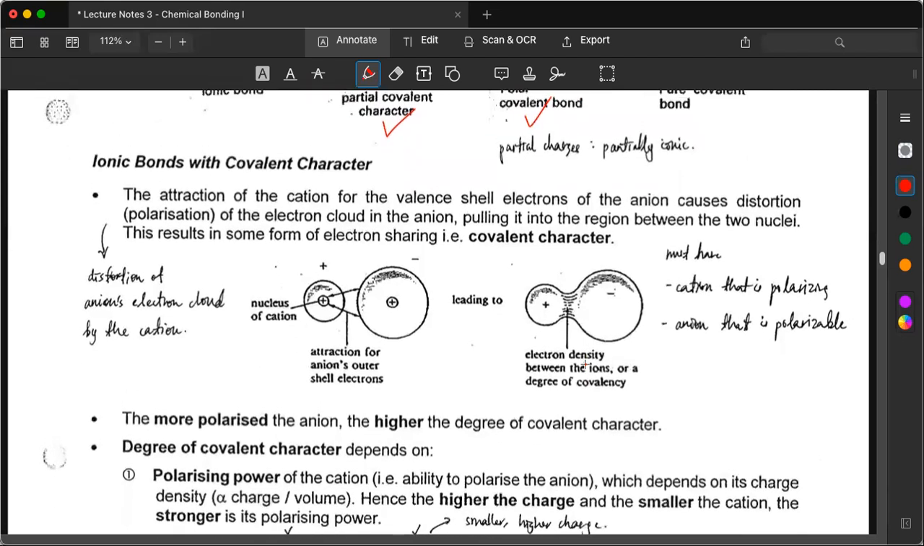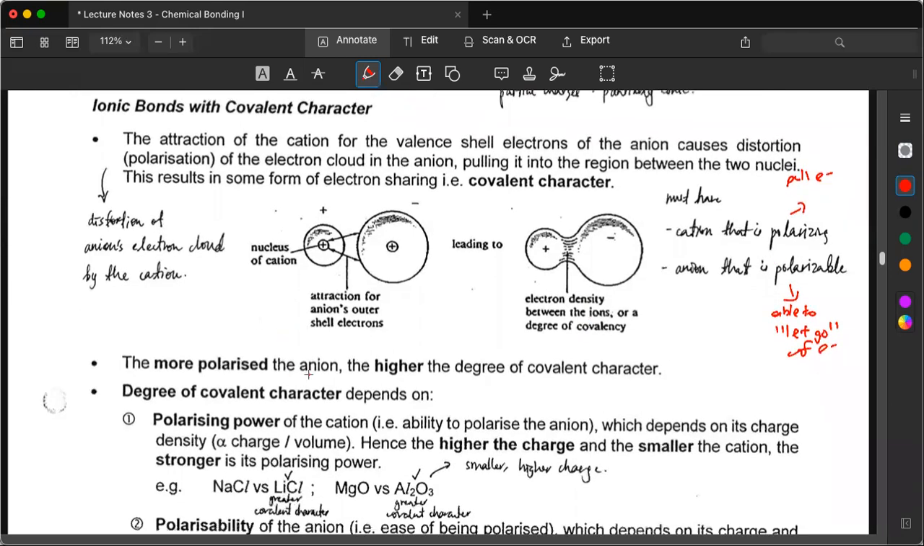So the cation must be polarizing, able to pull the electrons. The anion must be polarizable, able to let go of the electron to a certain extent. Not completely, but to some extent. So the more polarized the anion, the higher the degree of covalent character. So what does the degree of covalent character depend on?